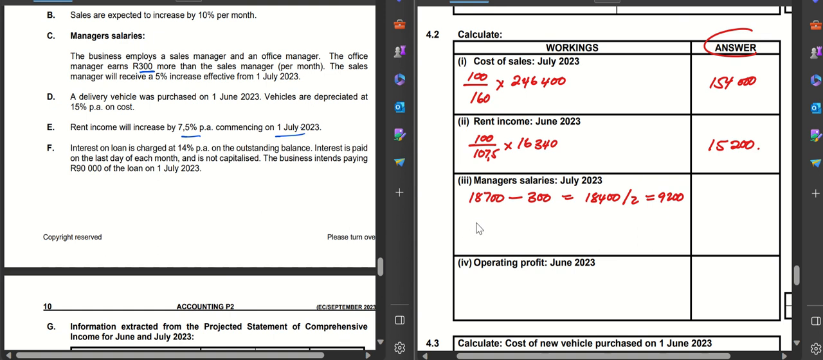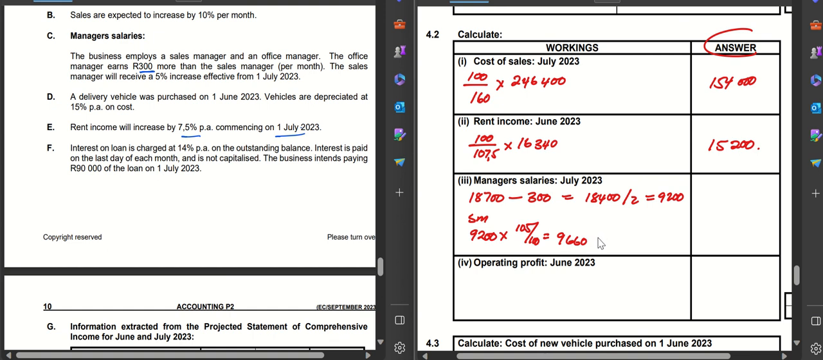Then you now say the office manager who is earning more than the other. So you took that one out, remember, you got 18.4, you divide that by 2, then you get the 9,200. Then the sales manager will receive a 5% increase. So for the sales manager, you will now say the 9,200, then you increase it by 5%. That is, you're going to get 105 over 100. That means this manager will now get 9,660. That is the sales manager.